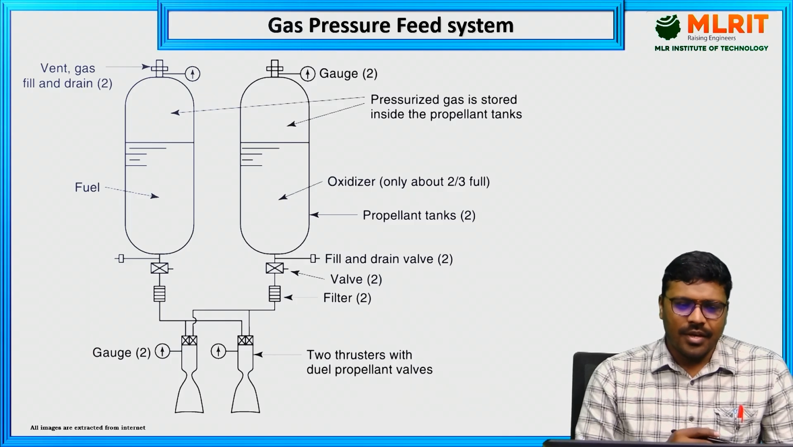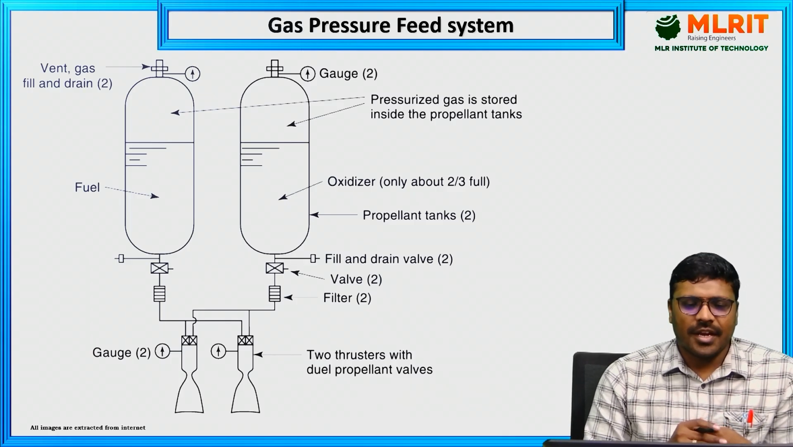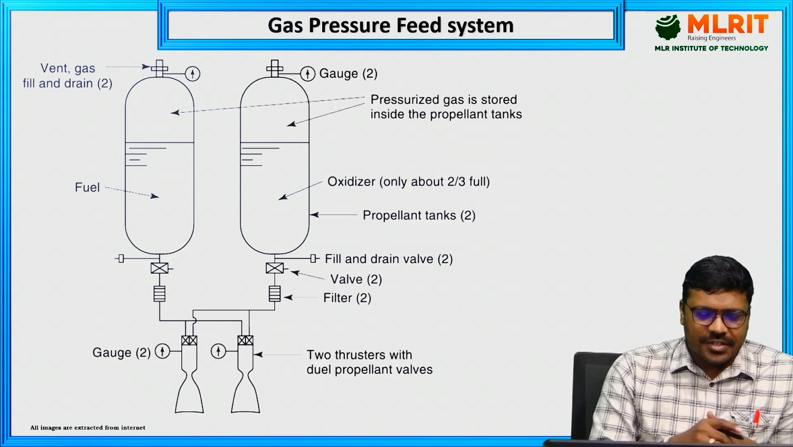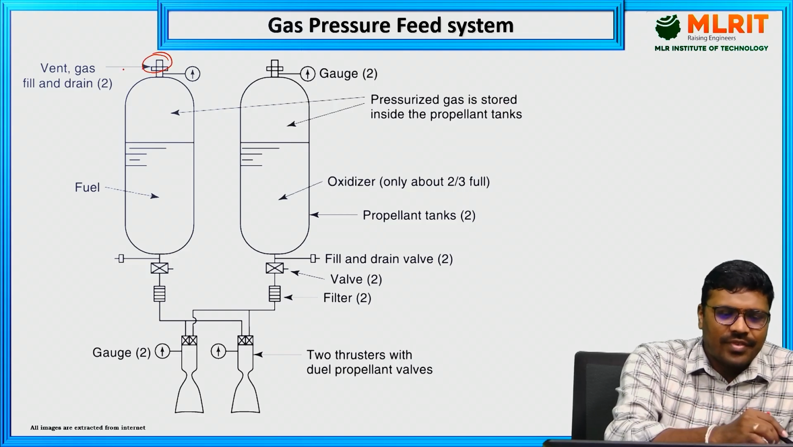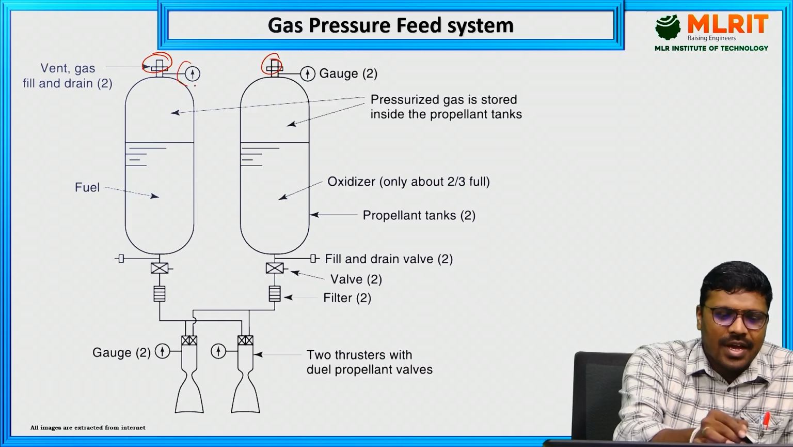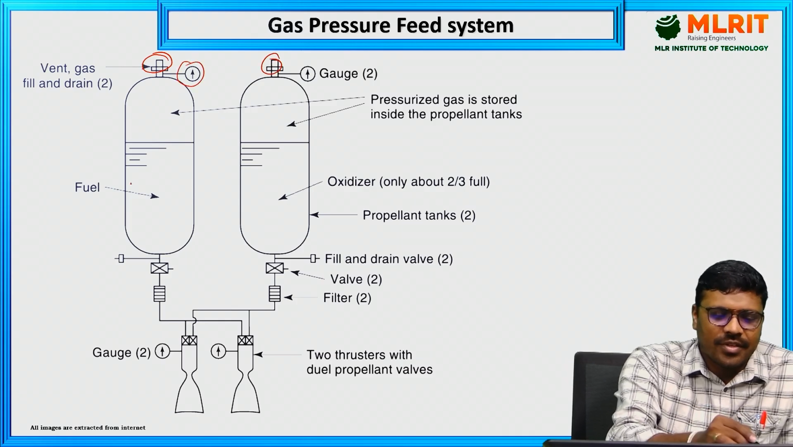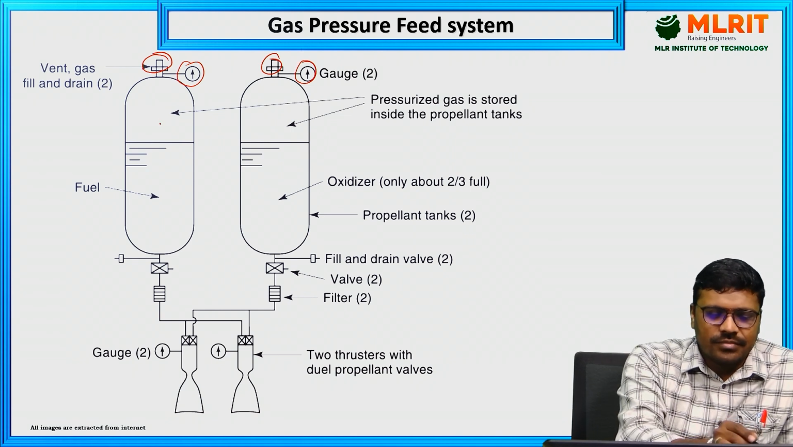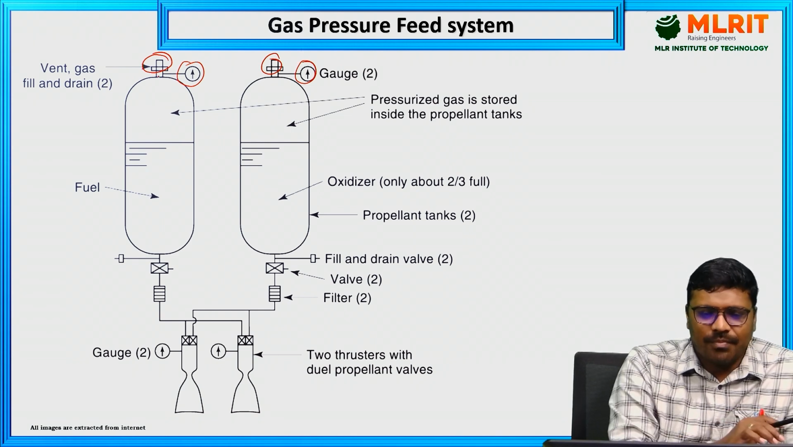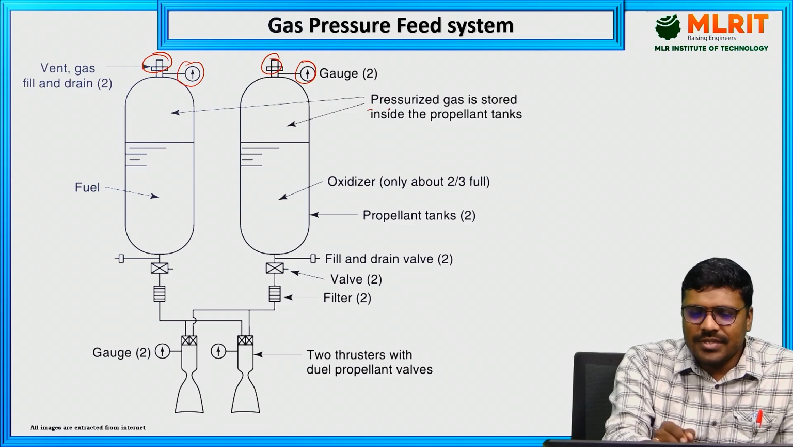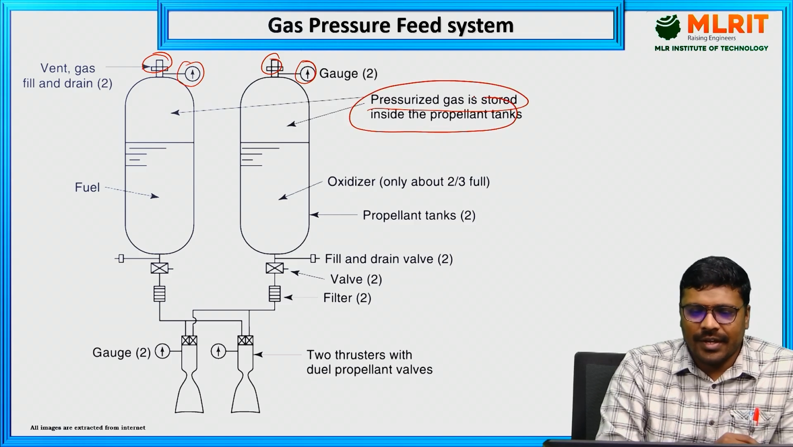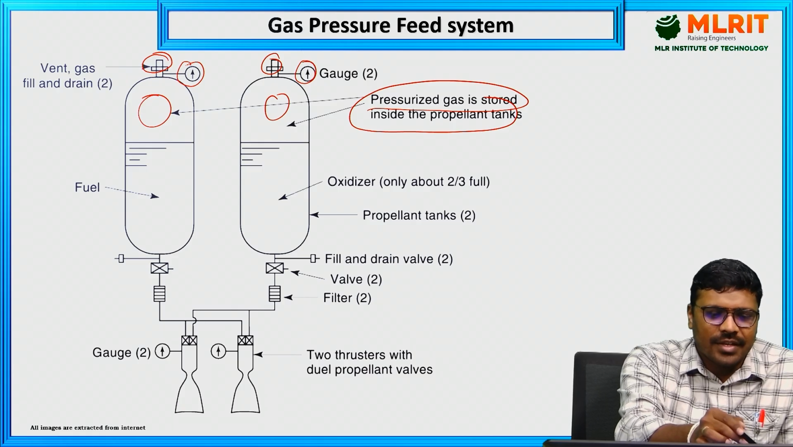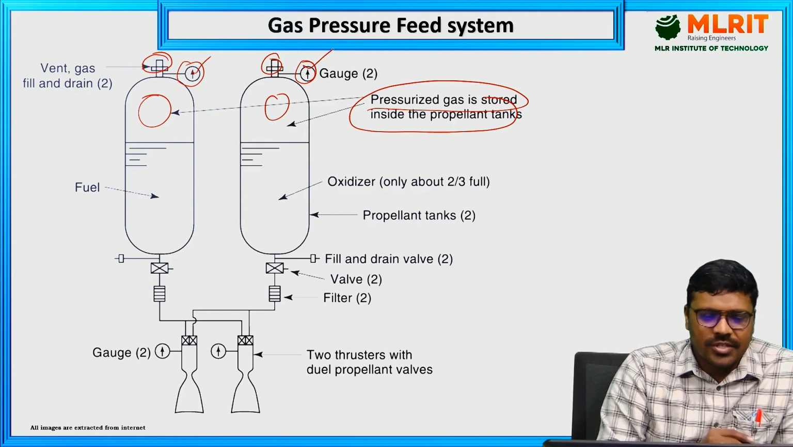And here you can see the schematic diagram of the pressure feed system. Here you can see the vents, and we have a separate gauge for the fuel tank and a separate gauge for the oxidizer tank, so that we can monitor the pressure in the propellant tanks. Pressurized gas is stored inside the propellant tank, right? So this is the empty space, and whatever the pressure in the tank, that can be observed with the help of these gauges 1 and 2.